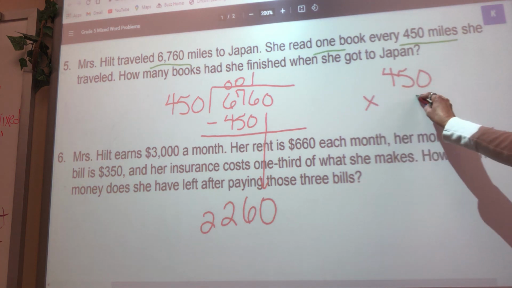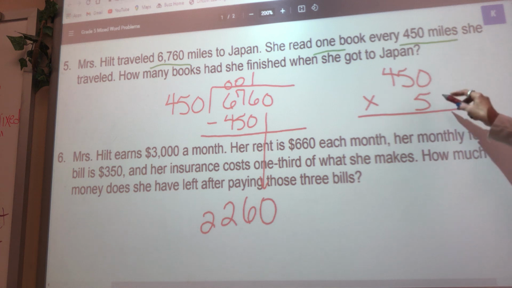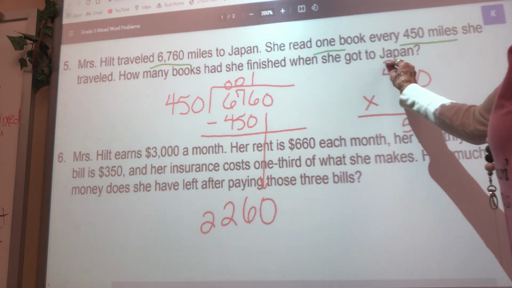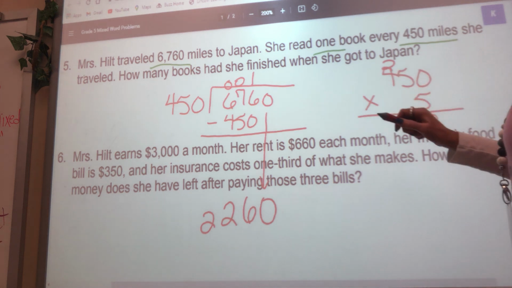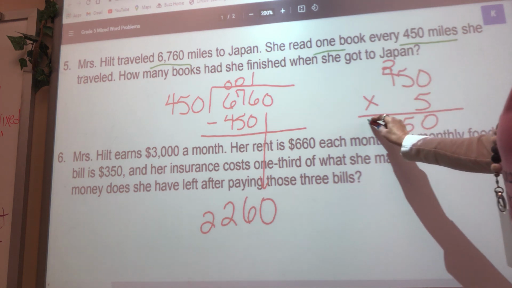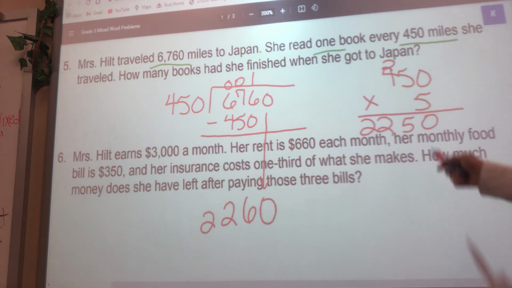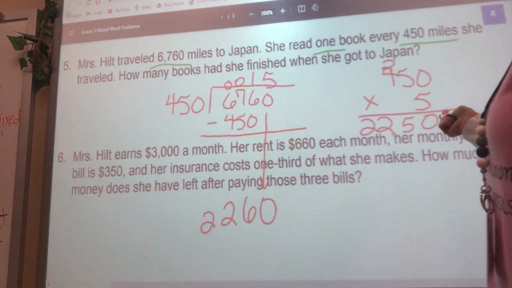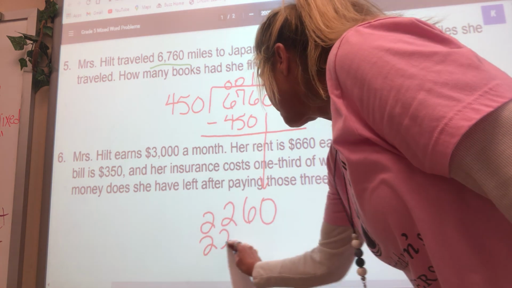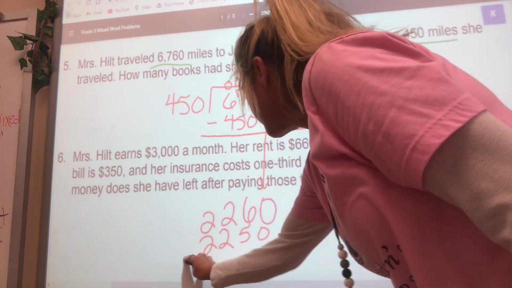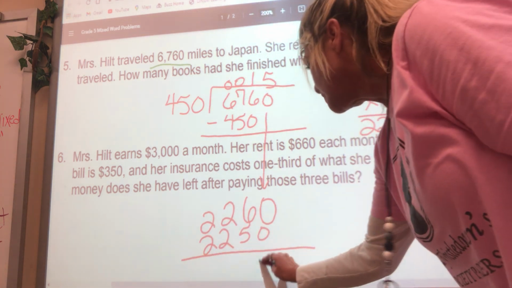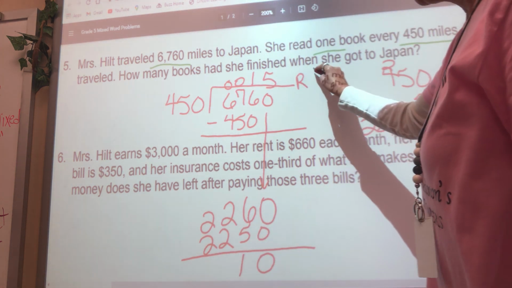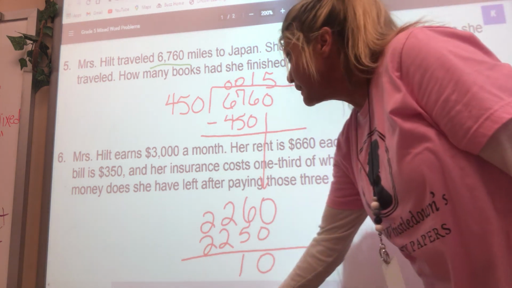So I'm going to go over to the side, and 5 times 0 is 0. 5 times 5 is 25. Carry my 2. 5 times 4 is 20, plus the 2 that I carried is 22. So yeah, that works for me. I can use a 5. I've already done the math over here. Okay, so now we subtract, and 6 minus 5 is 1. So we have 15 with a remainder of 10.